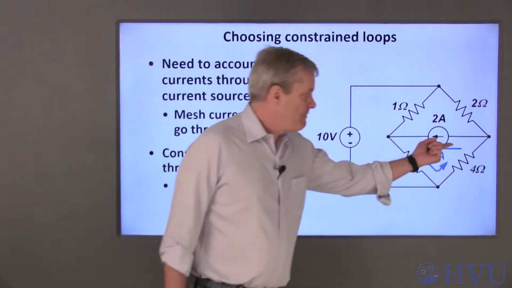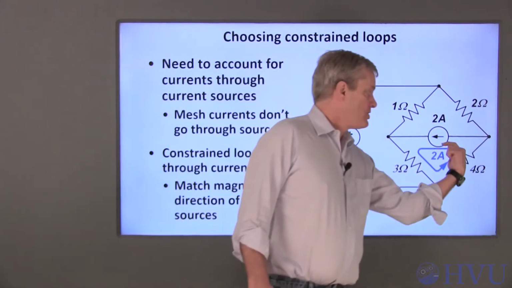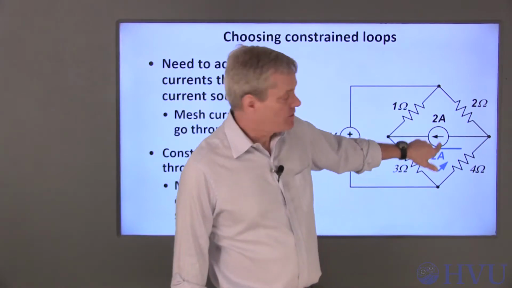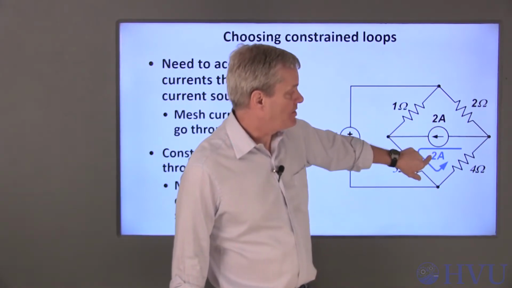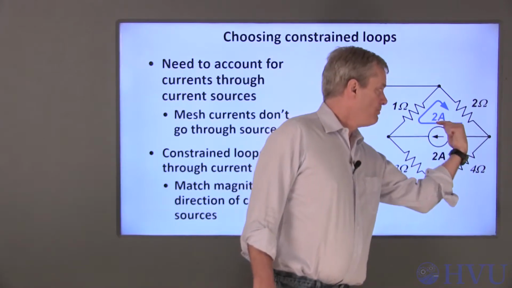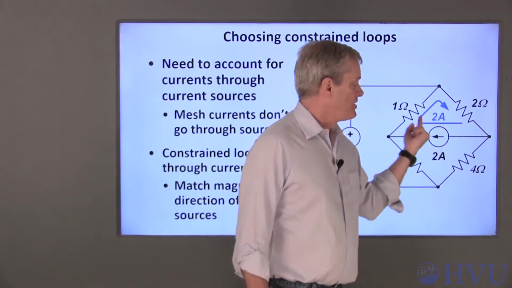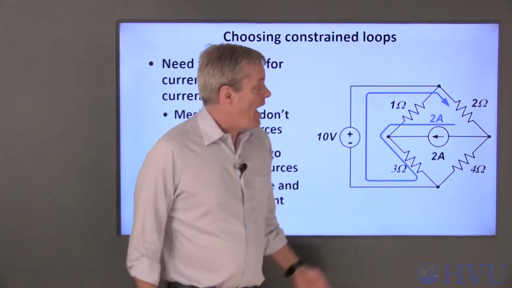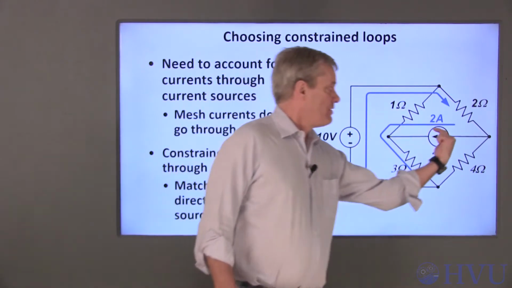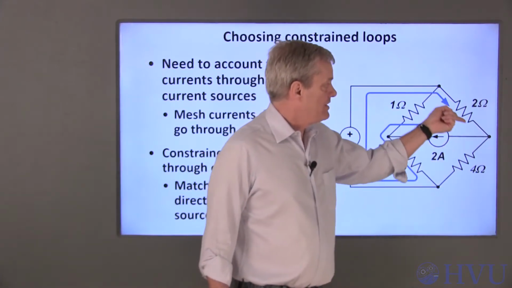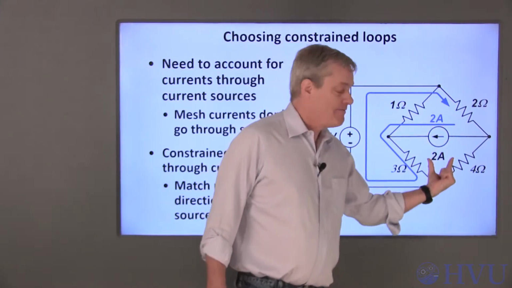So this is a valid constrained loop. It's going in this direction up here, which is the same direction as the 2 amp source, and its magnitude matches the 2 amp source. Likewise, this loop goes in this direction and it matches the magnitude. This is another legitimate loop, as is this one. They're all going this direction when they pass through the current source. They end up at their starting point and they have the same magnitude.